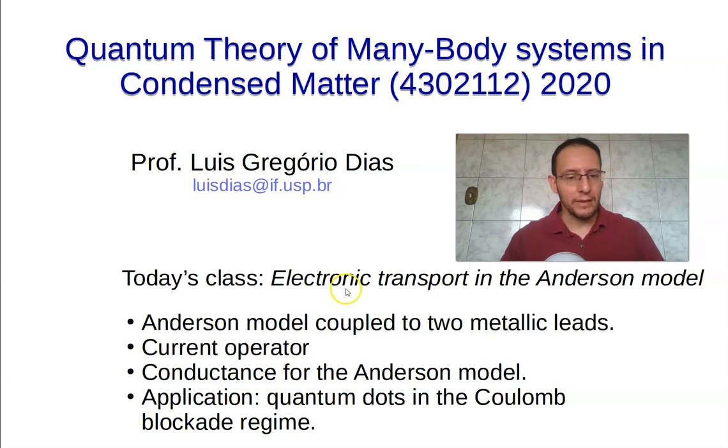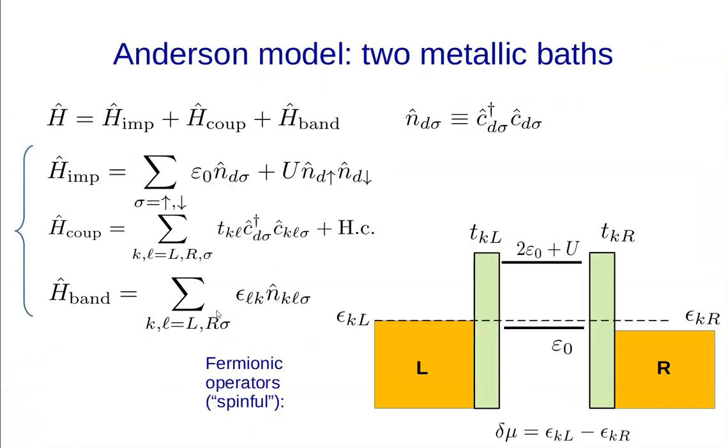Okay, so let's start with the Anderson model coupled to two metallic leads. Okay, so this is the Anderson model, but now coupled to two metallic leads, or two metallic baths if you want. So the different terms here are the following. So we have the impurity Hamiltonian, and we discussed that in the class on the Anderson model. So I'll try to remember to put a link here. There's the impurity Hamiltonian, which is this one.